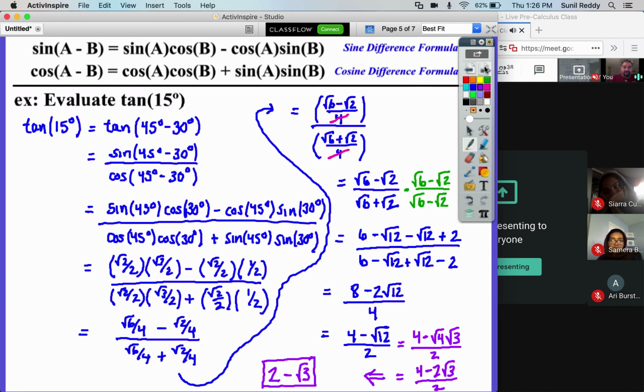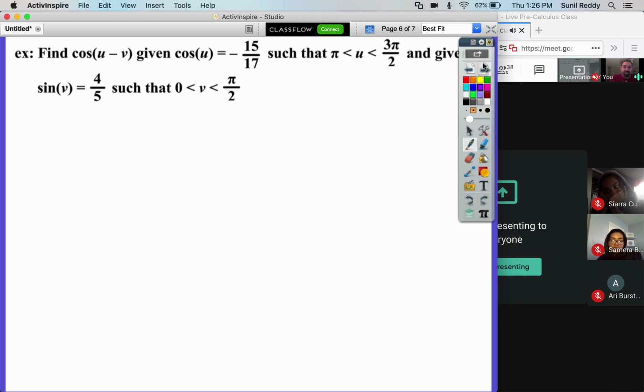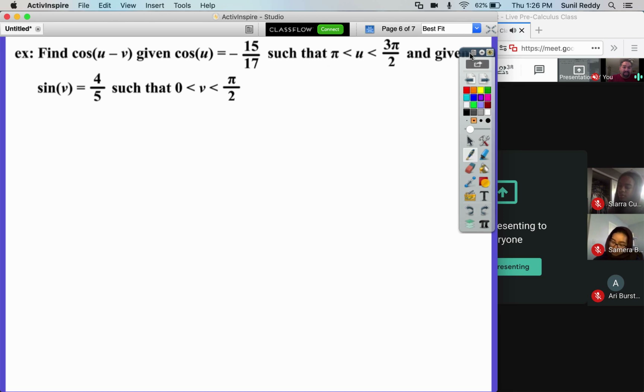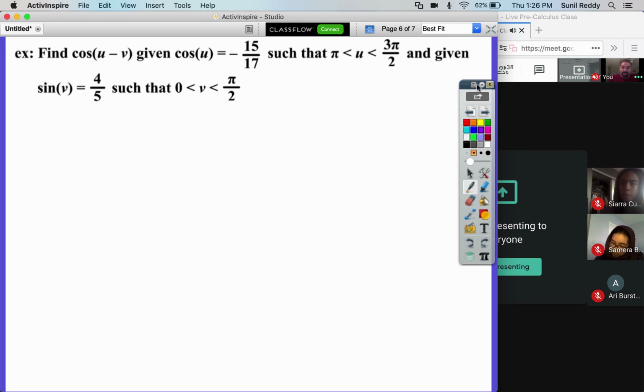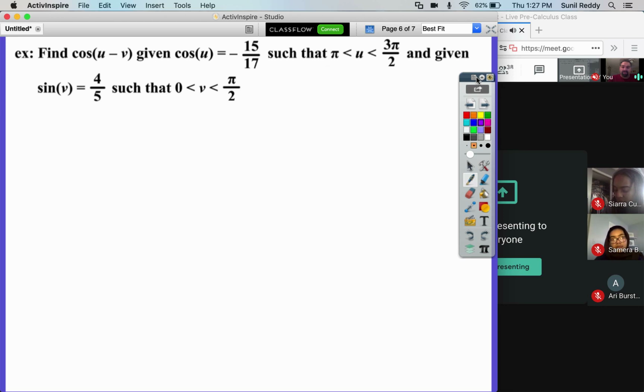So I'm going to move to a different kind of problem, still using these formulas. So in a problem type that asks us to find the cosine of u minus v, where u and v are just two different angles, and I'm telling us that the cosine of u equals negative 15 over 17, such that angle u is between pi and 3 pi over 2, and I'm also telling us that the sine of angle v is 4/5, such that angle v is between 0 and pi over 2. Using the information I have and our cosine difference formula, we should be able to find the answer.